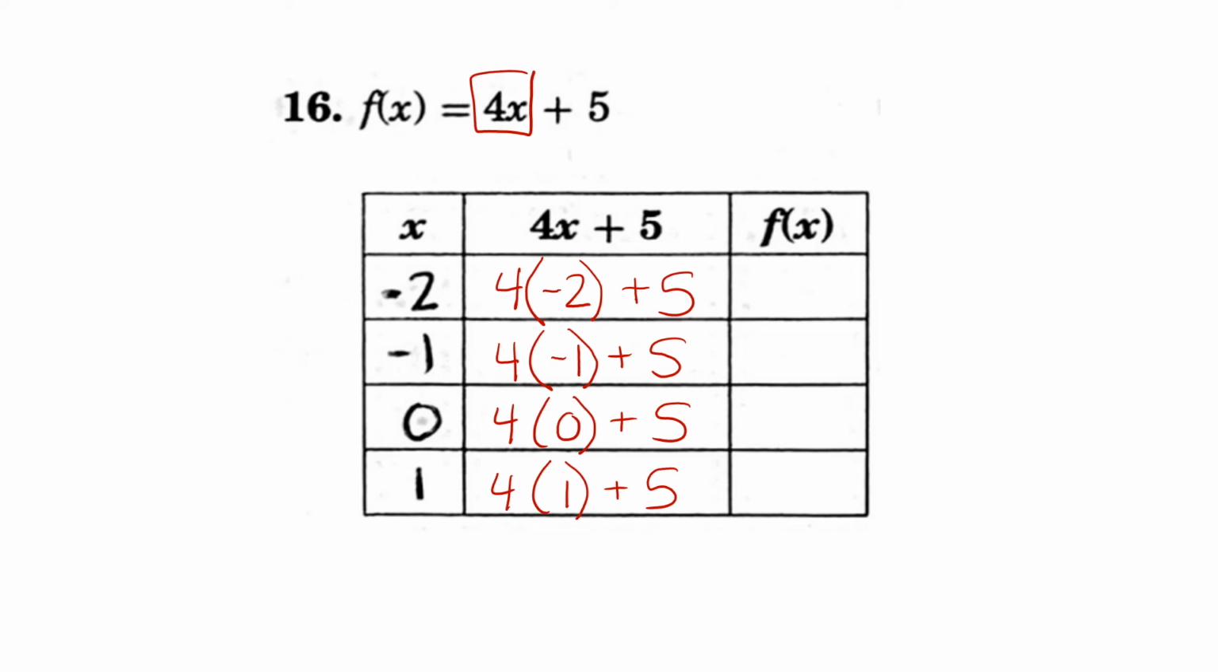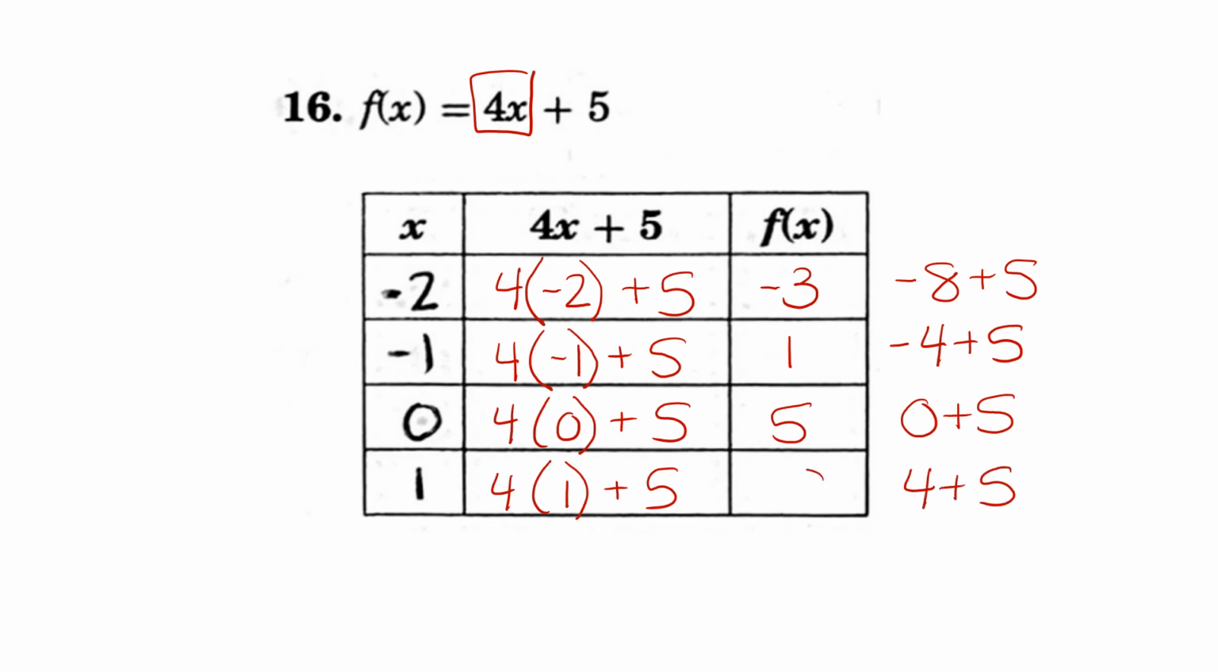4 times 2 is 8. 4 times negative 2 is negative 8. So negative 8 plus 5. Negative 8 plus 5 is negative 3. 4 times 1 is 4, but 4 times negative 1 is negative 4. Negative 4 plus 5 is a positive 1. 4 times 0 is 0. 0 plus 5, this gives us 5. 4 times 1 is 4. 4 plus 5 is 9.